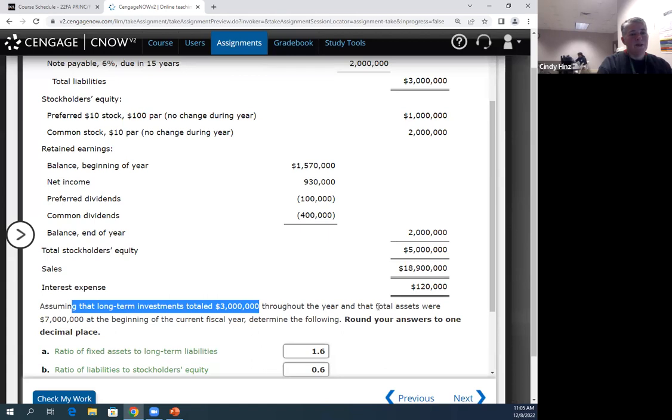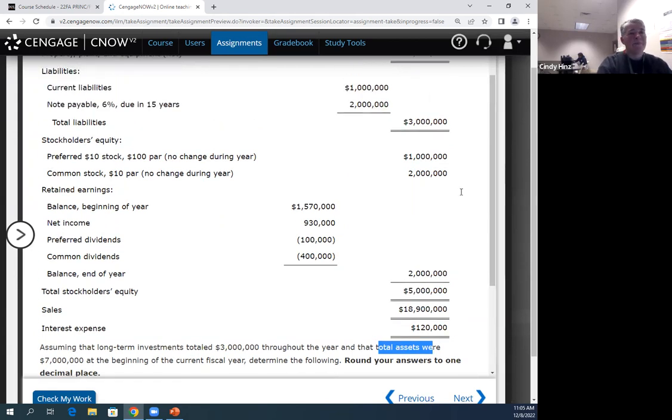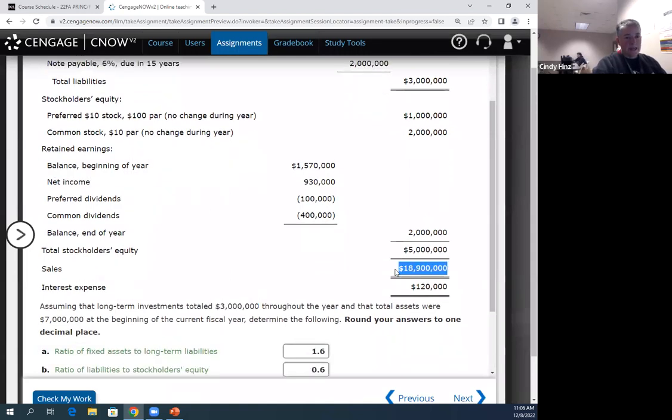They did tell us what the total assets were at the beginning of the year. They don't tell us the total assets at the end of the year, but we can definitely calculate that because we know that the total liabilities are $3 million and their total equity is $5 million. So given the fundamental accounting equation, if the liabilities are 3 and the equity is 5, the total assets must be 8. Of those 8 million, we're told that the long-term investments are 3 million, so we need to exclude that from our calculation. So here's our sales number.